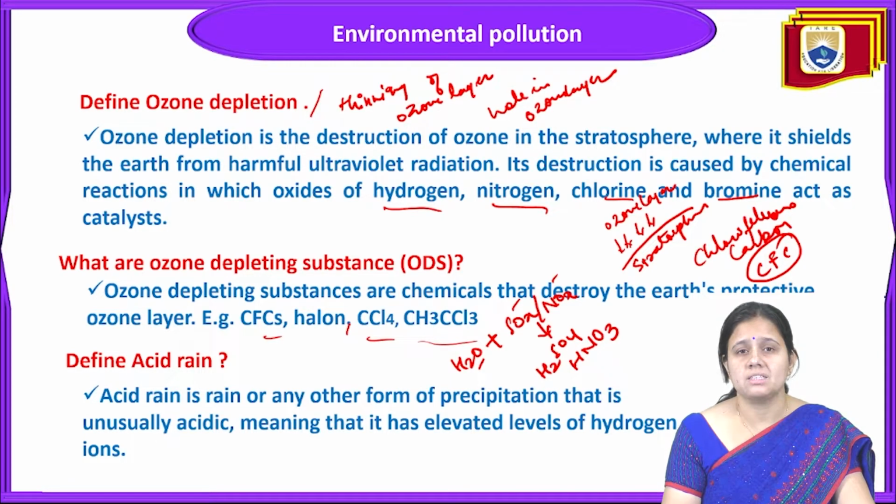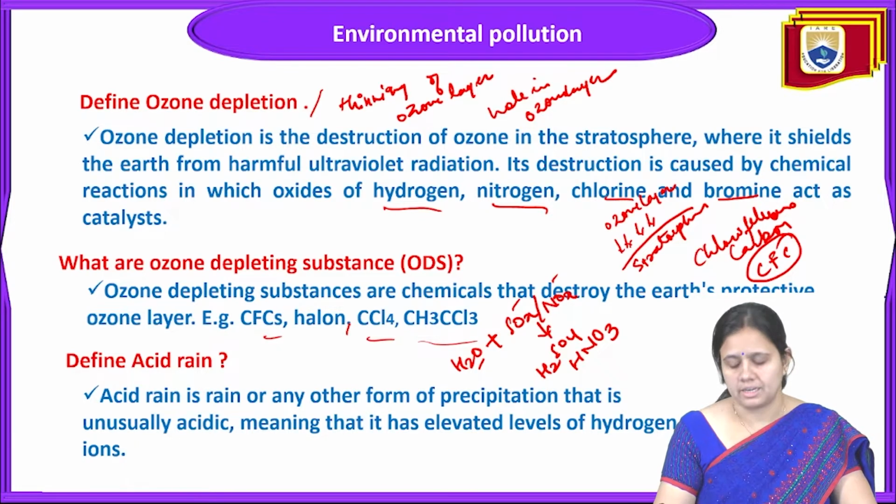And this acid rain is corroding the surface of the Taj Mahal, which is a very important case study related to acid rain. This is called acid rain, meaning rain that is usually acidic in nature.